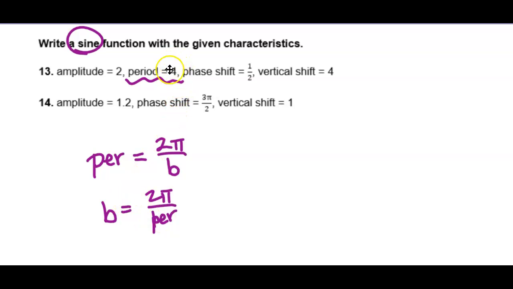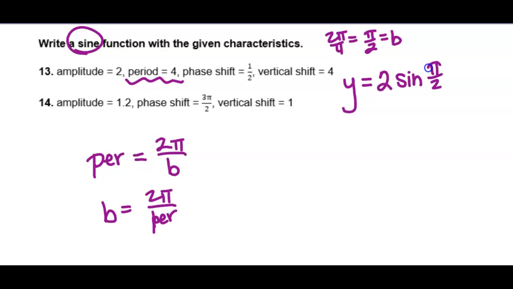Okay, so when they tell us the period is 4 here, what goes into our equation has to be 2 pi divided by 4, or pi over 2. So our equation is going to be amplitude of 2 sine pi over 2, phase shift to the right 1/2 makes it minus, and a vertical shift up 4.